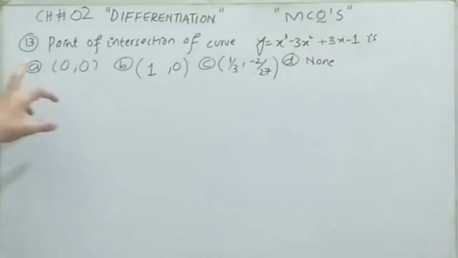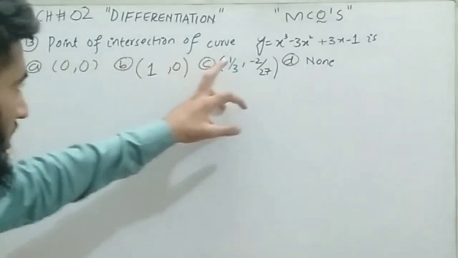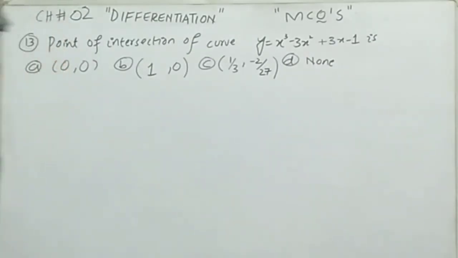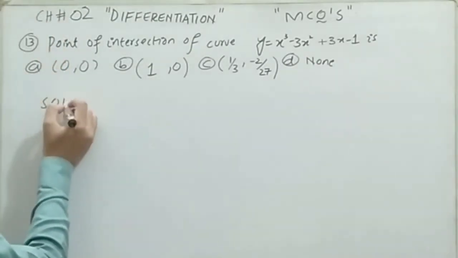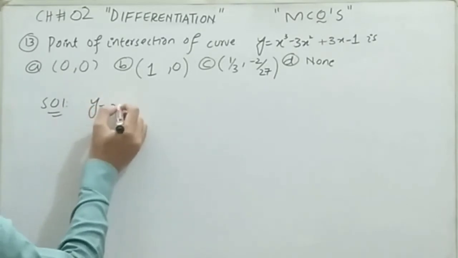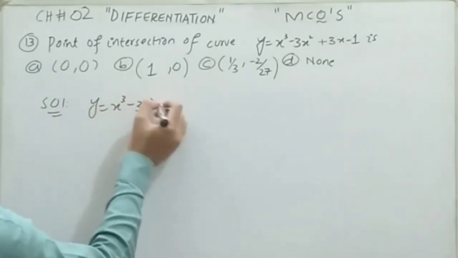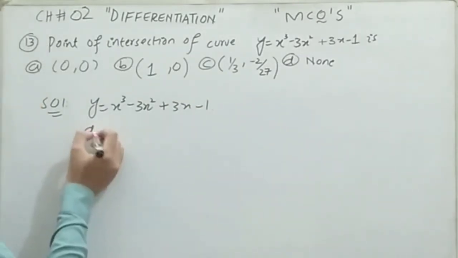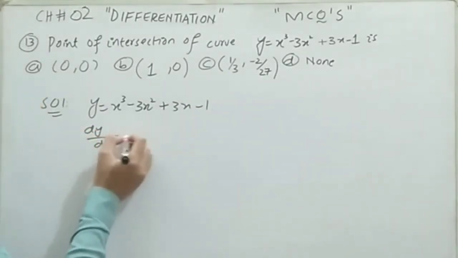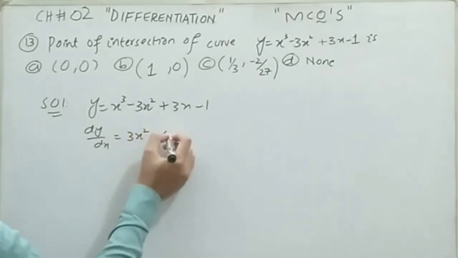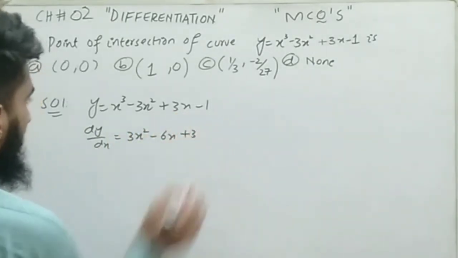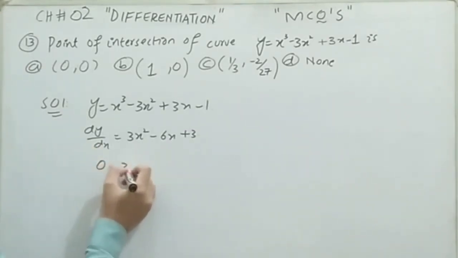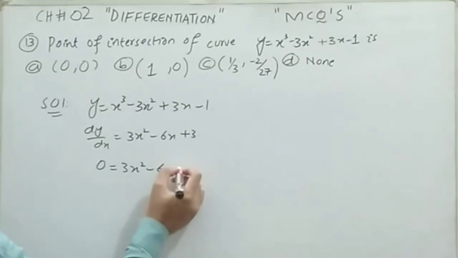Now move toward MCQ number 13. It tells that point of intersection of the curve y is equal to x cube minus 3x square plus 3x minus 1 will be. So now taking the given function y is equal to x cube minus 3x square plus 3x minus 1, take the derivative of both sides with respect to x, so dy by dx will be equal to 3x square minus 6x plus 3. Now for a critical point, we make the first derivative equal to 0, so 3x square minus 6x plus 3 is equal to 0.